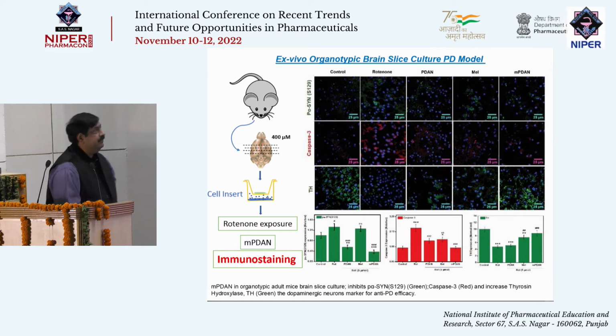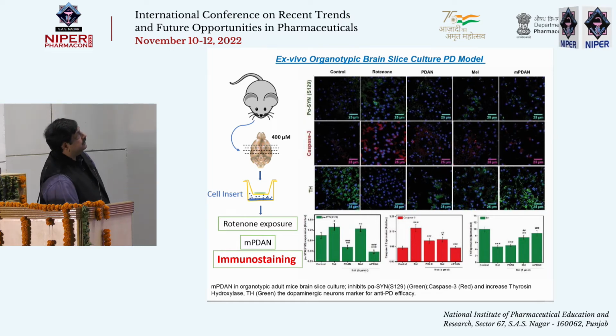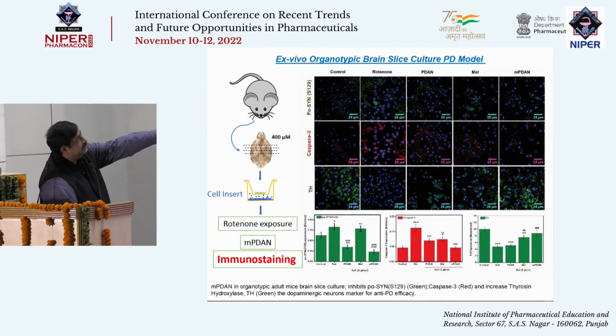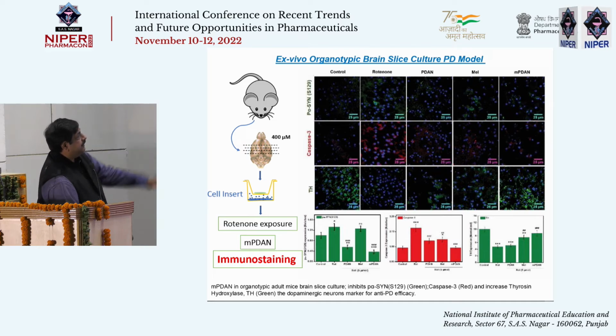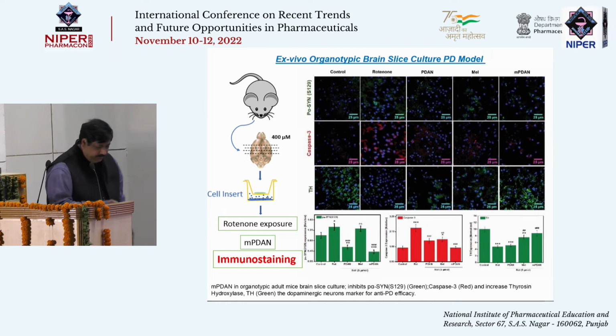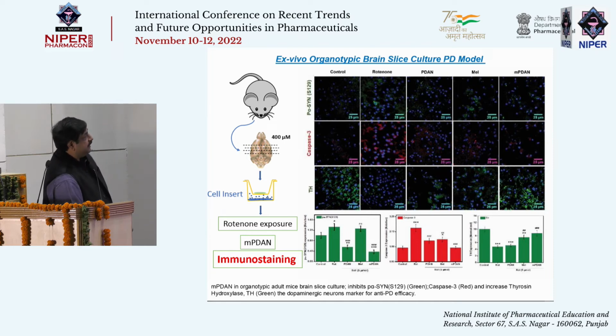Then in the organotypic brain culture model, we could see rotenone is causing alpha-phosphosynuclein here, and also the activation of caspase-3. That is diminished or inhibited following the nanotherapy. Interestingly, we also checked the tyrosine hydroxylase. In the rotenone panel, you can see that it is completely abolished, and it is retained at the basal level following the nanotherapy. So they are also protecting the dopaminergic neurons in the brain slice culture.